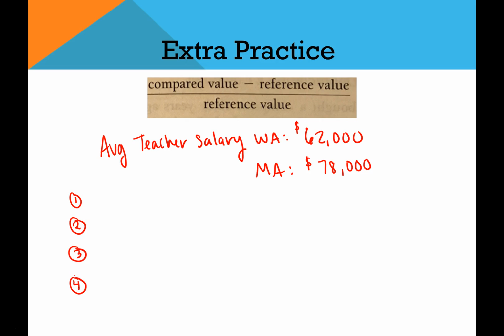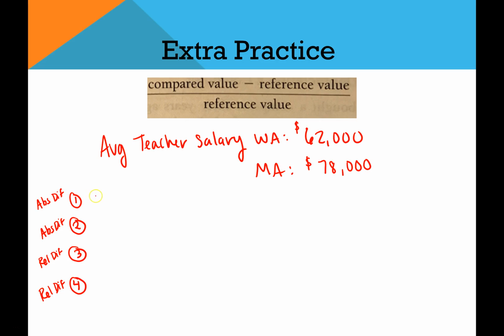The first statement, I want it to be an absolute difference statement. The next one, I want it to be an absolute difference statement. Next one, I want a relative difference. And the next one, I want another relative difference. So absolute difference is really just subtracting the two values. So for example, I'm going to do 62,000 minus 78,000, and I get negative 16,000.